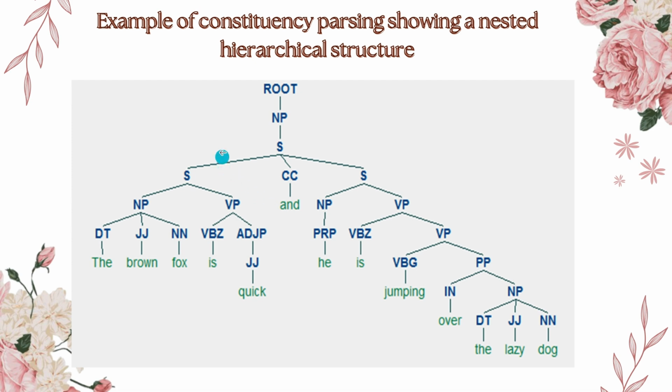So here, this is an example of constituency parsing, showing the nested hierarchical structure. For the same example sentence, we have given the tag for each and every word by using constituency parsing. Here first one is the root, then noun phrase, then sentence. Again the sentence is divided into two divisions. Then the first sentence, again noun phrase and a verb phrase. Then we have the second sentence, again divided into noun phrase and verb phrase. So based on this tagging, we are giving the tag for each word in the given sentence.